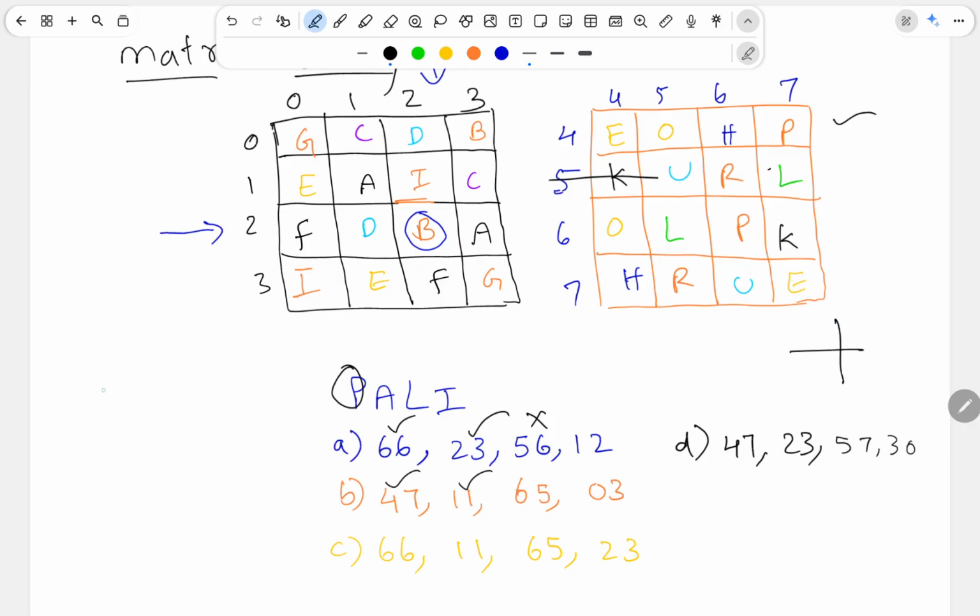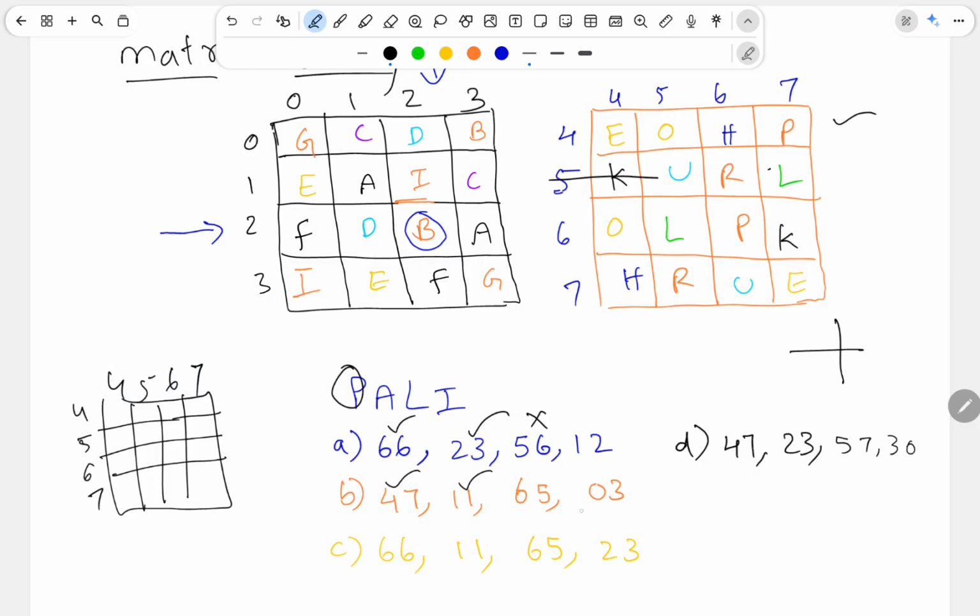Now see, 6 5 is there in the matrix. There is 4 5 6 7 and 4 5 6 7. Now we have to check for 6 5, 6 5. These both intersected box, that should be taken. So 6 5 is what? L, which is correct. Then 0 3 is B, so it is not correct.